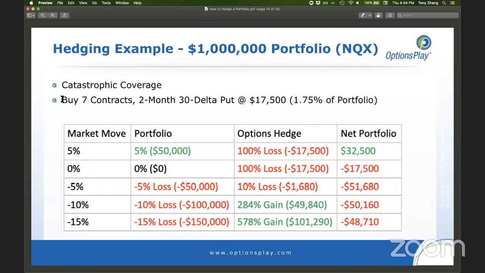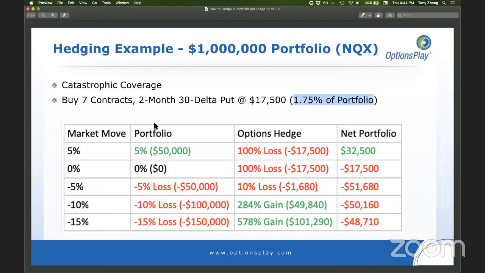So here on a $1 million portfolio, using that calculator I just showed you before, we're going to buy 7 contracts of a 2-month 30 delta put. That's going to cost me $17,500, which is 1.75% of the portfolio value. So 17 grand to insure a $1 million portfolio.